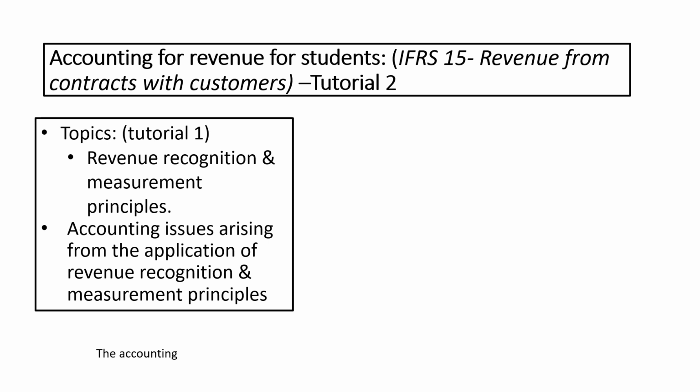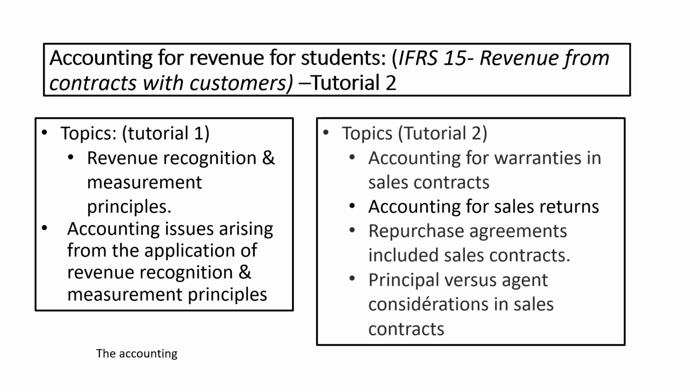In tutorial 1, we discussed the revenue recognition and measurement principles and the accounting issues arising from the application of those principles. In this tutorial, which is tutorial 2, we're going to look at the accounting for warranties included in sales contracts, the accounting for sales returns, repurchase agreements included in sales contracts, and finally we'll look at principal versus agent considerations in sales contracts.